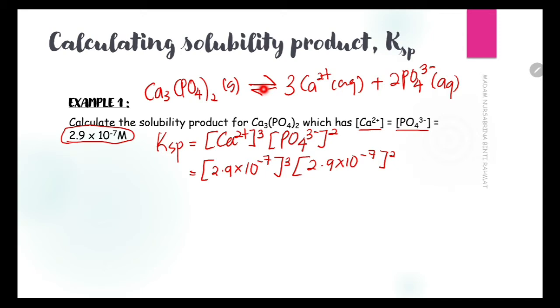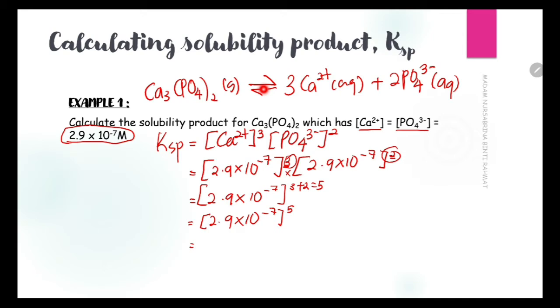In this one, we can simplify because this is a multiplication process. The indices 3 and 2 are multiplied, which means they are going to sum up. The base is similar, which is 2.9 times 10 to the power of negative 7, but the indices can be added up: 3 plus 2 equals 5. So it's (2.9 times 10 to the power of negative 7) to the power of 5. This is just a little bit of mathematics.